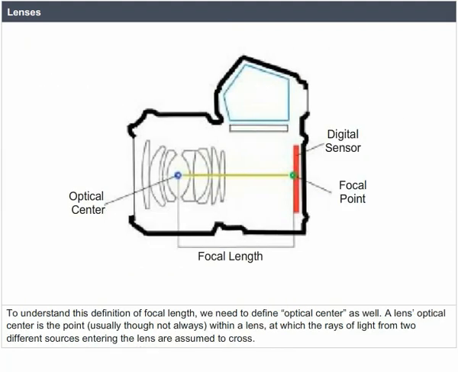To understand this definition of focal length, we need to define optical center as well. A lens's optical center is a point, usually though not always, within a lens at which the rays of light from two different sources entering the lens are assumed to cross.